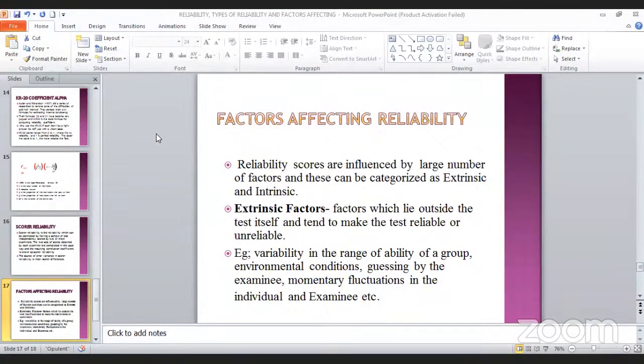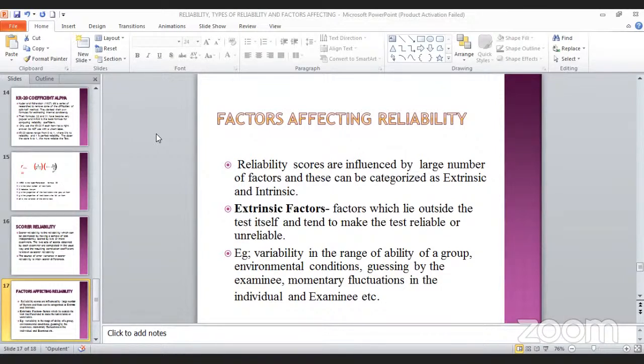What are the factors that affect reliability? We have to give more attention to this part because reliability scores are influenced by a large number of factors. This includes both extrinsic as well as intrinsic factors. First we will look at the extrinsic factors. Extrinsic means the factors that lie outside of the test. These influence whether a test is reliable or unreliable. As an example, there are several factors.